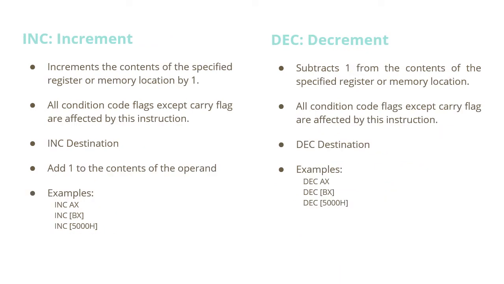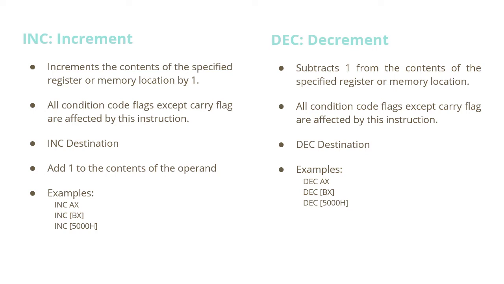The increment and the decrement instructions. The increment instruction, which is specified by INC, increments the contents of the specified register or memory location by 1. Here all the condition code flags except the carry flag are getting affected by this instruction. The format of this instruction is INC destination. So whatever is the content of the operand, a value of 1 is getting added to it. The example of the INC instruction is INC AX, where the data that is present in the AX register is incremented by a value of 1.